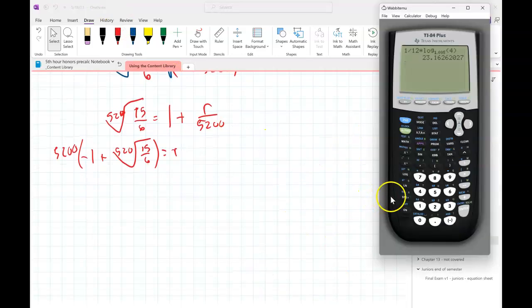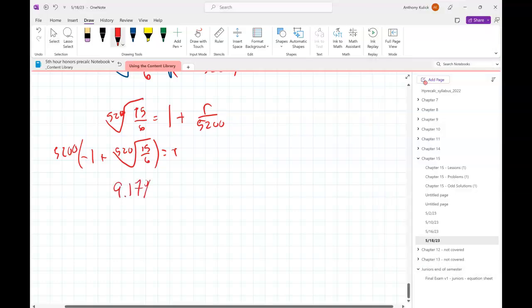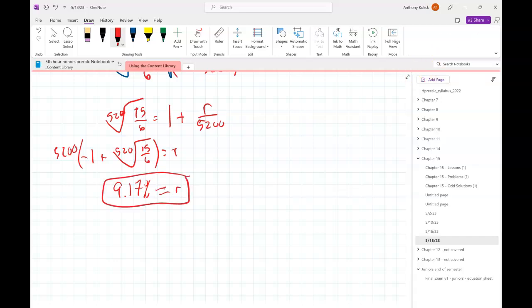All right, calculator time. 5,200 times -1 plus, I'll type in the 520, and I press math and option 5. And then I can do just 15/6. And then close my parenthesis. So 9.17%. How's that feel?